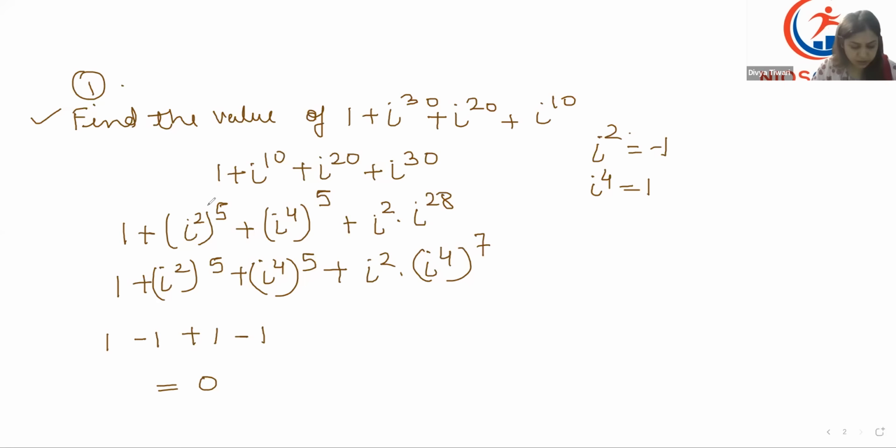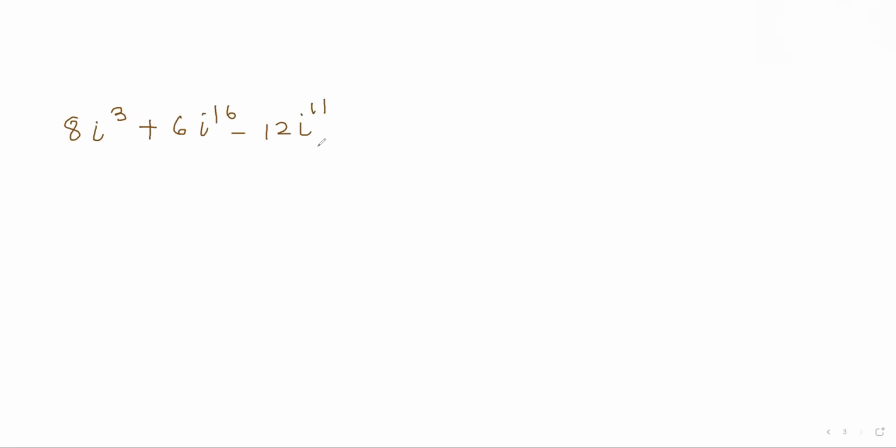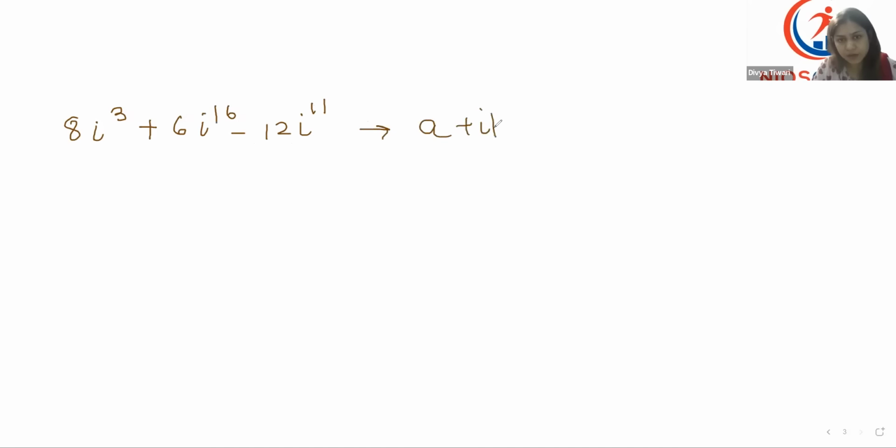If it is clear, then I am writing a question, solve it on your own. In case you find any difficulty, then do ask me. Okay. 8 iota power 3 plus 6 iota power 16 minus 12 iota power 11. You have to solve this and represent the value in the form of a plus iota b.